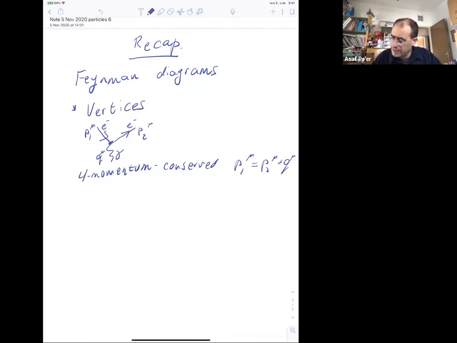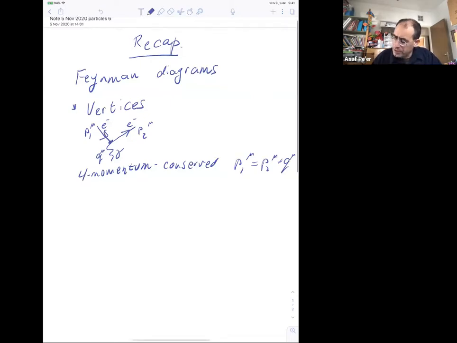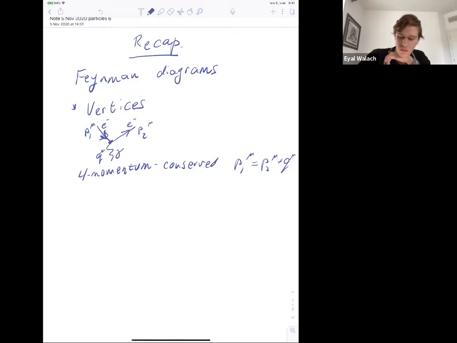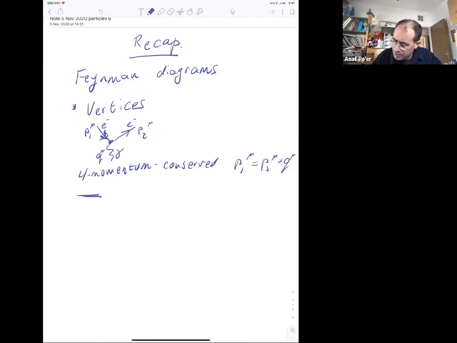We added the arrows. They represent the flow of charge. Now, a positron, I will denote with the same arrow, but with the opposite arrow. Okay, this will be an E plus. So arrows represent conservation. It represents the flow of charge.